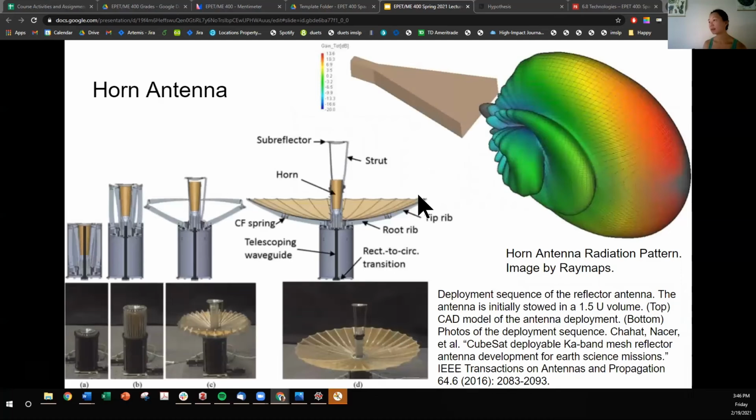Okay, here is a horn antenna. You'll recognize this from the previous parabolic dish antenna. There are two things happening. There is this parabolic dish, but there's also a horn that is augmenting, amplifying the signal, where the gain radiation pattern from a horn antenna looks like so. It looks very directional.